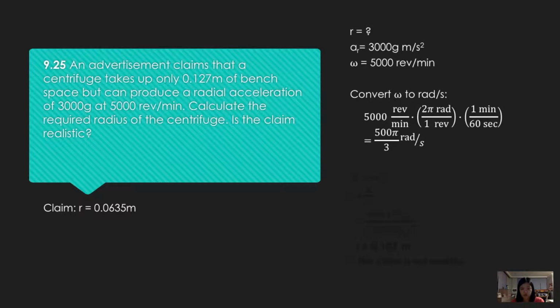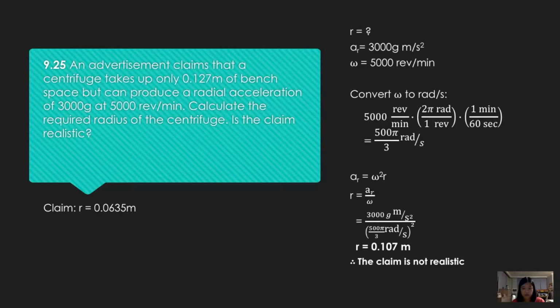And after that, we can now find r. Starting with the equation for radial acceleration equals omega squared r, transpose, and we can get radius equals radial acceleration over angular velocity squared. And then we can substitute the values, and we can get a radius of 0.107 meters. It's greater than the radius that's in the claim, and therefore the claim is not realistic.